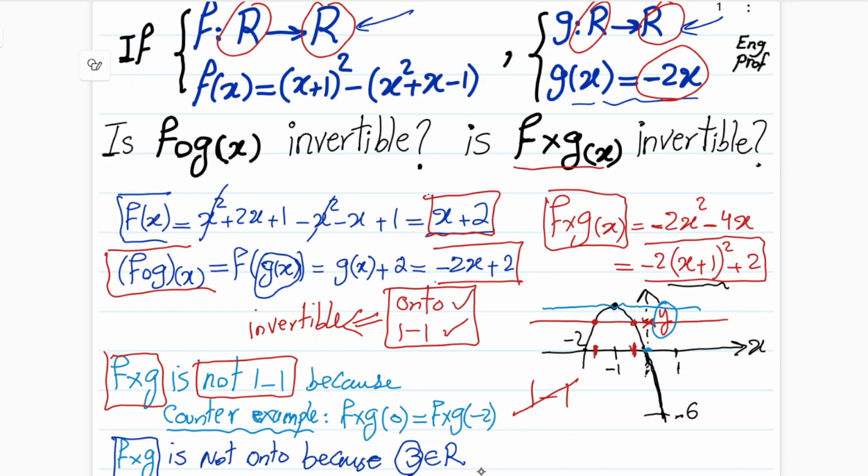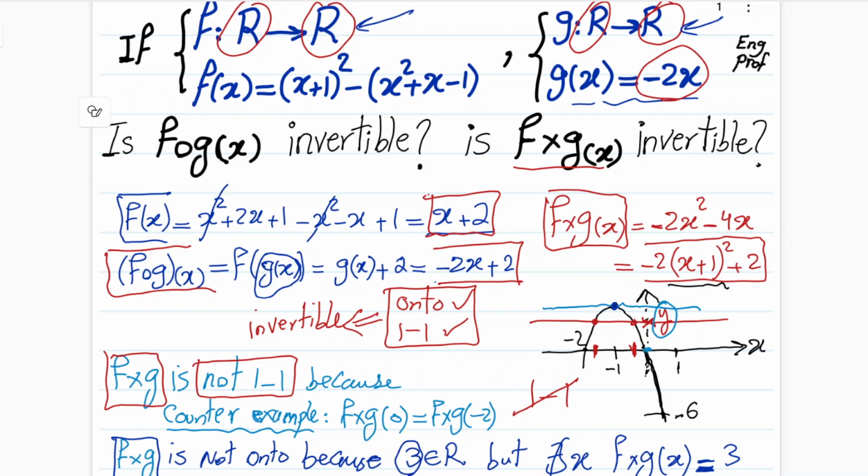There is no way, because 3 belongs to R, but there is no x such that the product of f and g is equal to 3. That's how you say it. Basically, I just summarized the fact that the peak value of the function, as you see here graphically, is 2. It cannot go above 2.